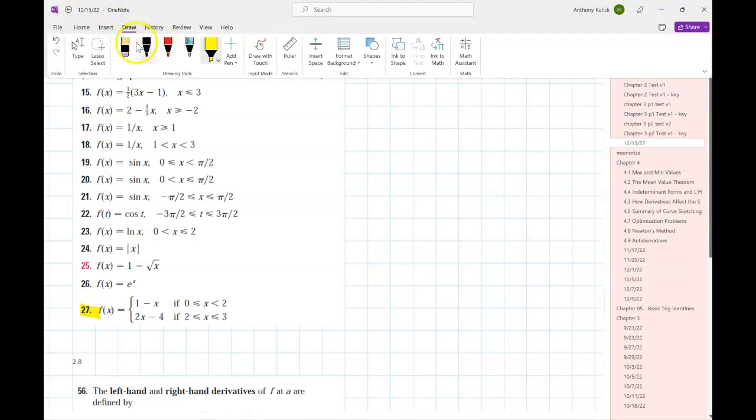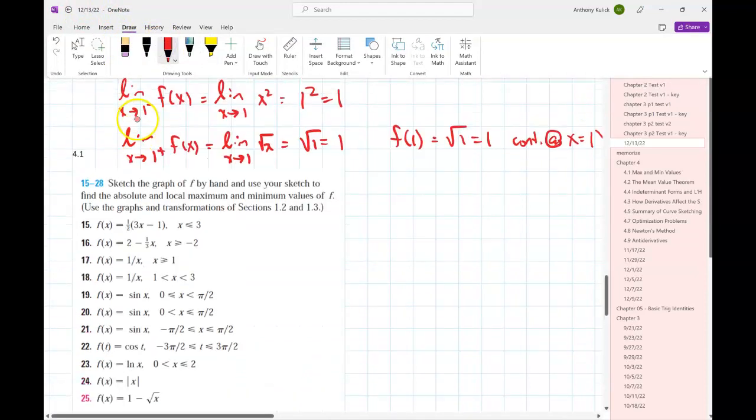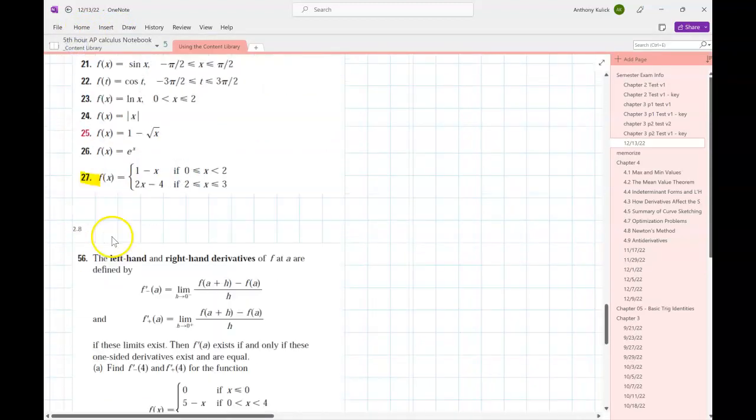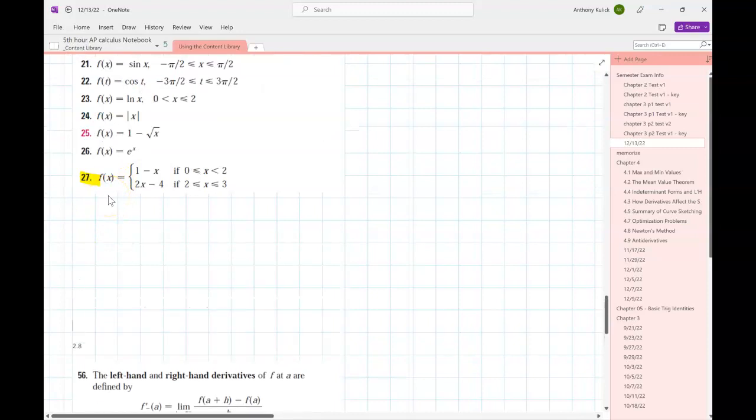Okay. So again, this came from section 4.1. So it says sketch the graph of f by hand, and then use your sketch to find the absolute and local max and min values of f. Okay. So again, this is a piecewise function that I'm going to graph.